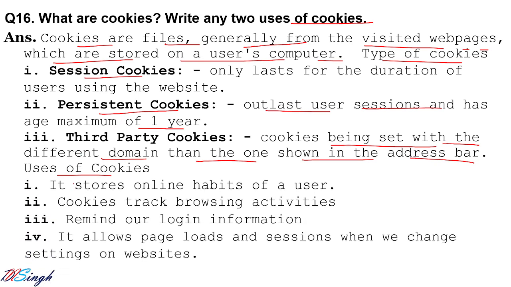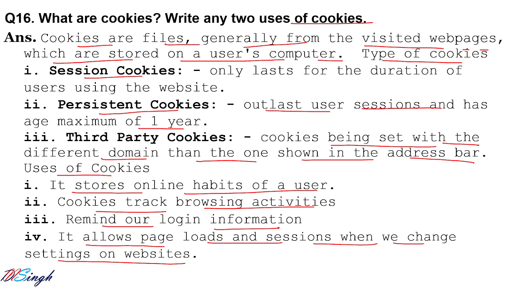Uses of cookies: it stores online habits of the user. Cookies track browsing activities and remember our login information. It allows pages to load and keeps the session when we change the settings on our website. But sometimes they might be dangerous also because they can store your authentication information like username and password. So you should not allow third party cookies in your web browser.